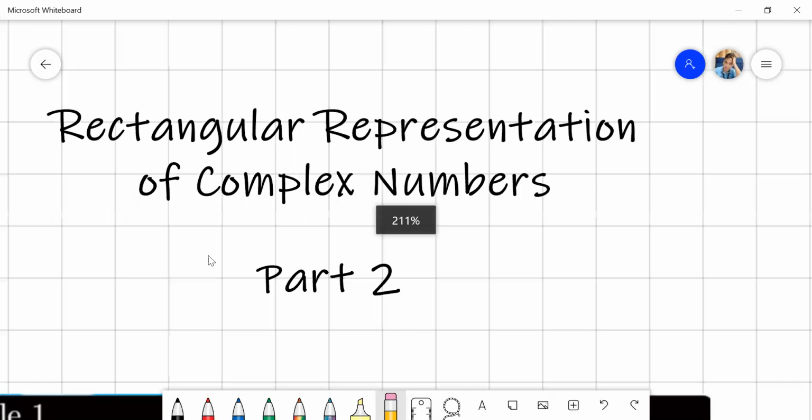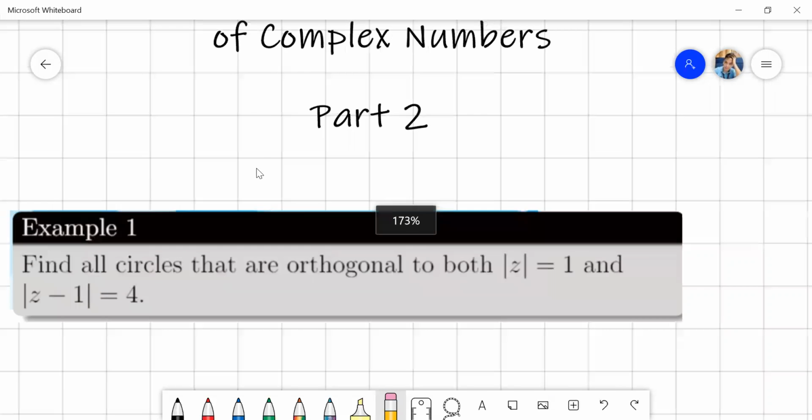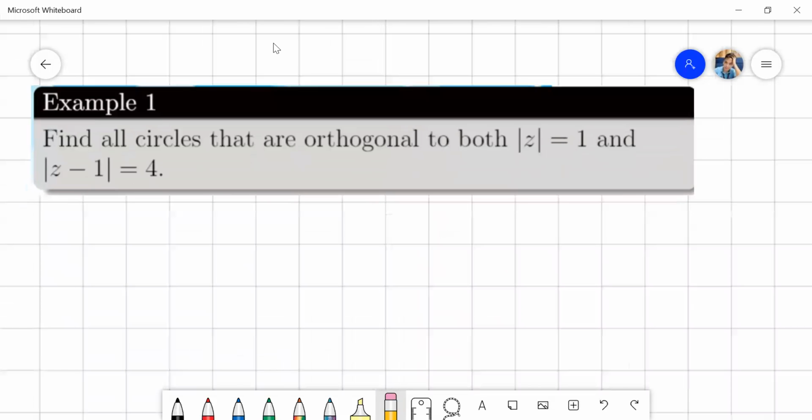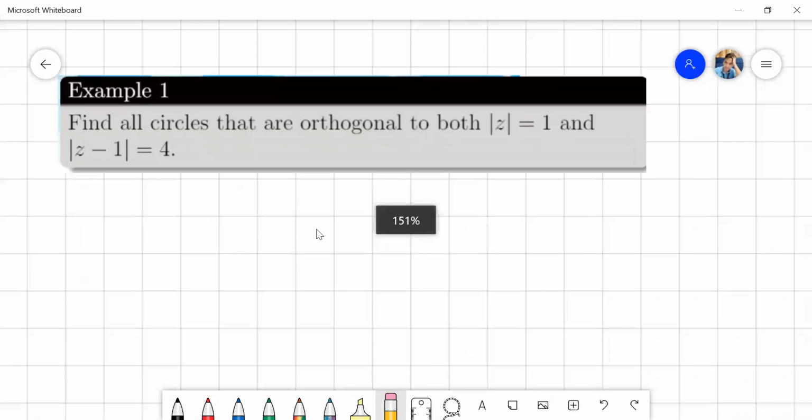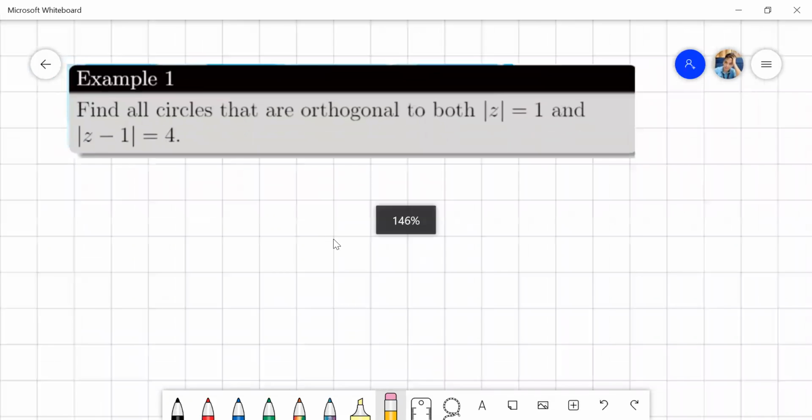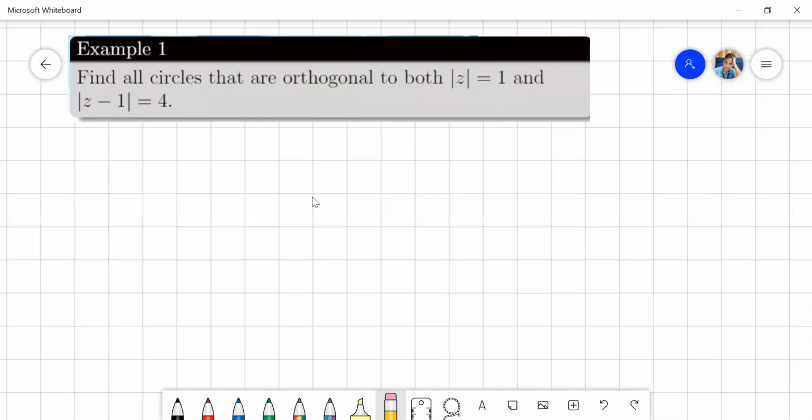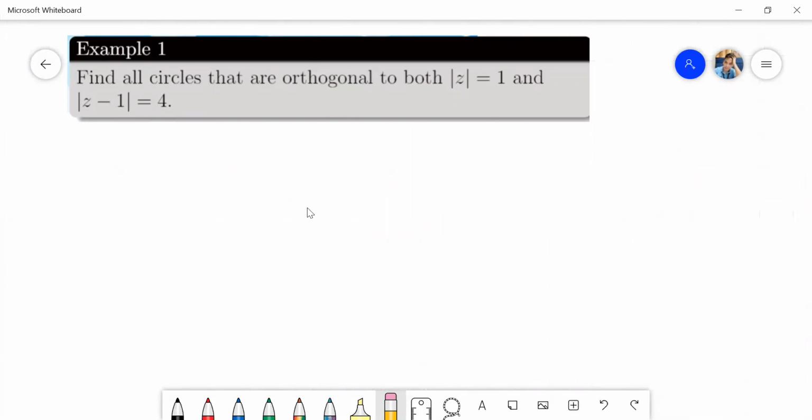So we'll start now. So I'll start with example 1. Find all circles that are orthogonal to both modulo of z equals 1 and modulo of z minus 1 equals 4.